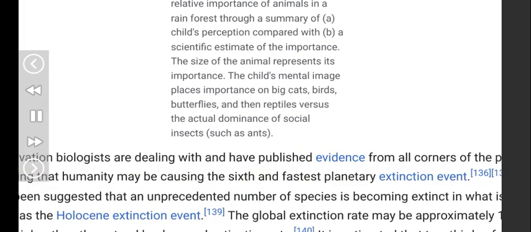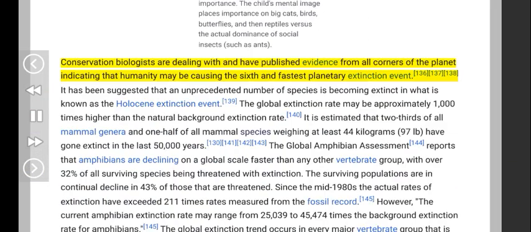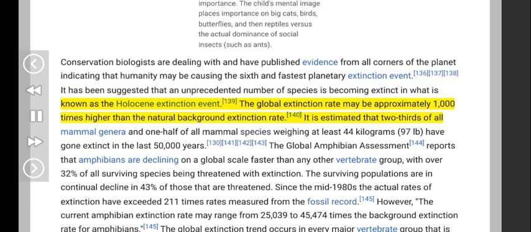Conservation biologists are dealing with and have published evidence from all corners of the planet indicating that humanity may be causing the 6th and fastest planetary extinction event. It has been suggested that an unprecedented number of species is becoming extinct in what is known as the Holocene extinction event. The global extinction rate may be approximately 1,000 times higher than the natural background extinction rate.